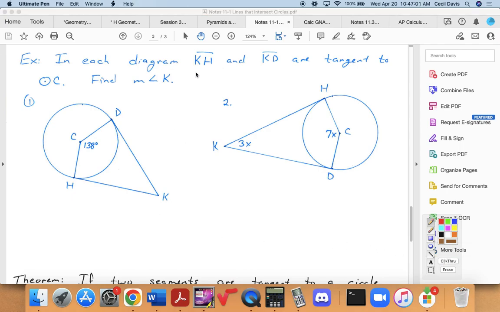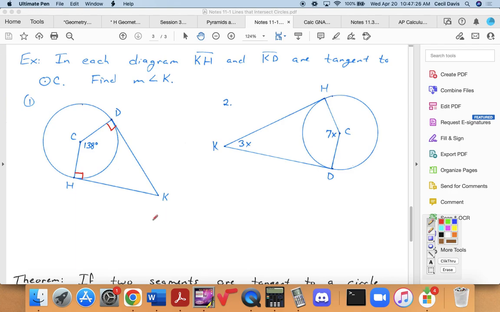All right, in each diagram, it says segment KH and segment KD are tangent to circle C. We want to find the measure of angle K. I know that this angle has to be a right angle, and this angle also has to be a right angle.